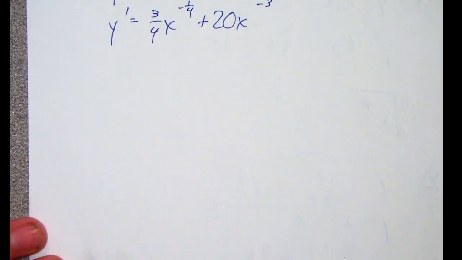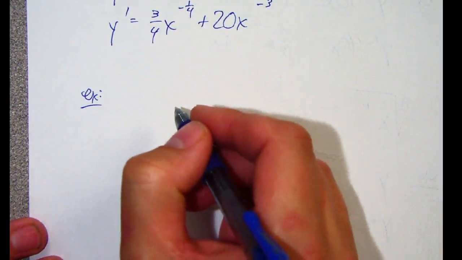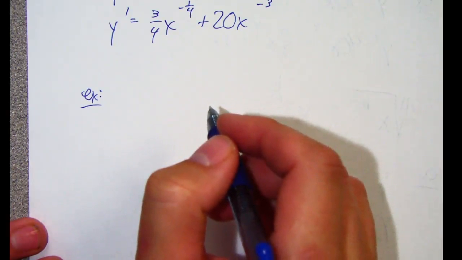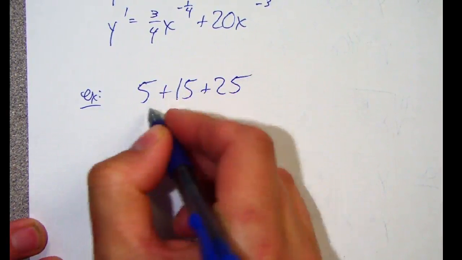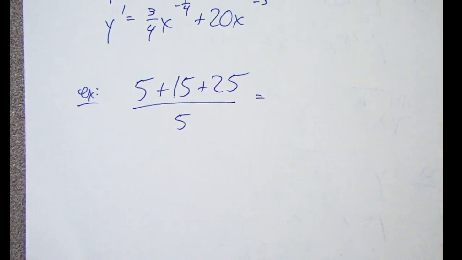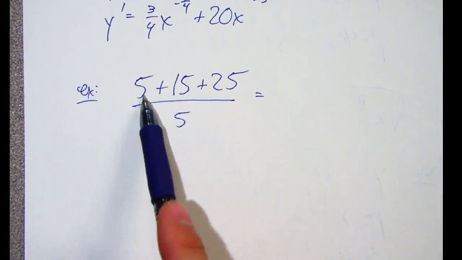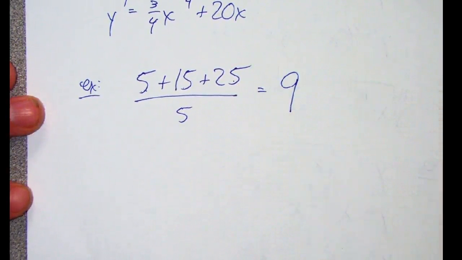All right, one more thing I want to look at. Let's say that I have this. Tell me what that equals. If I add all that up and divide it and work it all out, what number does that come out to be? You guys agree with 9? 5 plus 15 is 20. So 25 is 45 divided by 5. This is going to be 9.